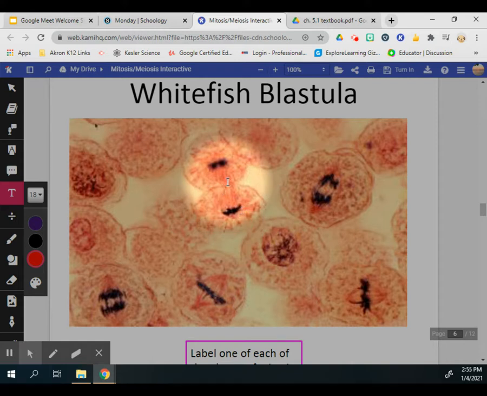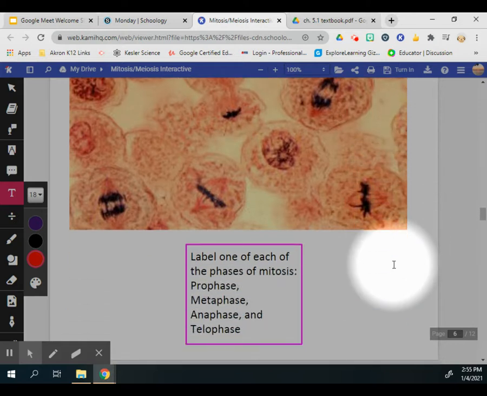And then this one here is going to be telophase. You can just barely see the cell membrane is almost pinching into complete cells. And you don't see the chromosomes individually anymore. They're unwinding and uncondensing. So that's a really good telophase image. So again, you're going to label one of each of the phases: prophase, metaphase, anaphase, and telophase.